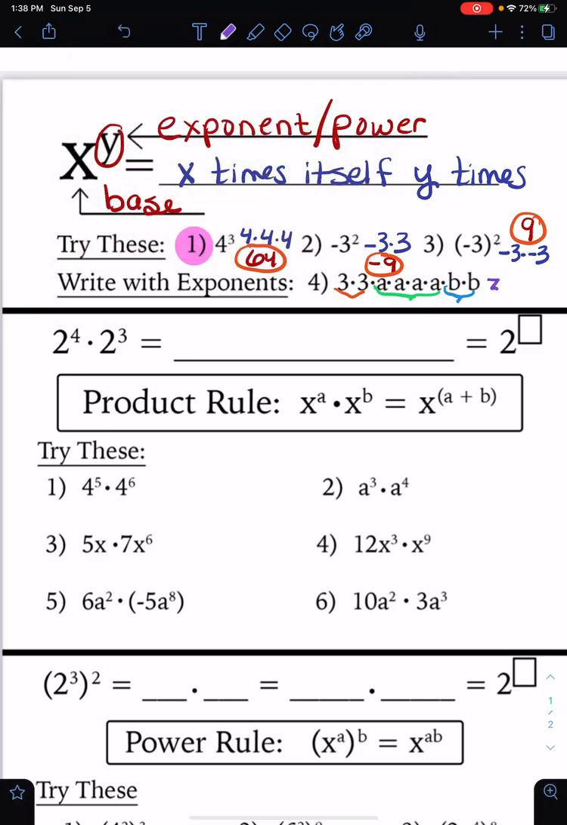We have 2 3's, so we have 3 squared. That means 3 times itself twice. And then we have 4 a's. This means a times itself 4 times. And we have 2 b's. This means b times itself twice.